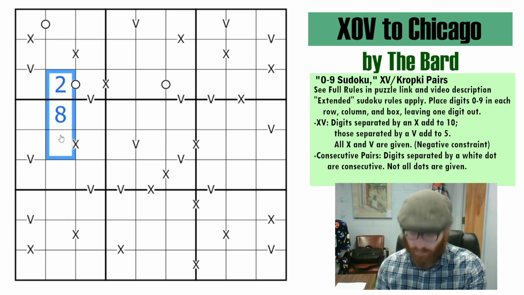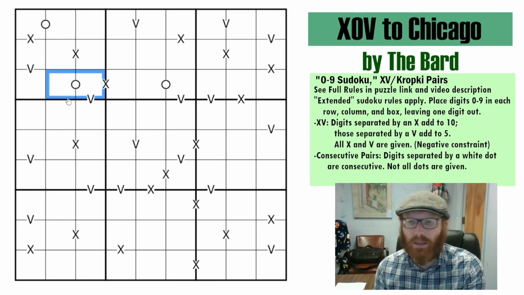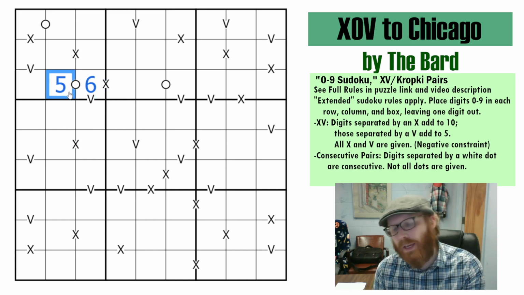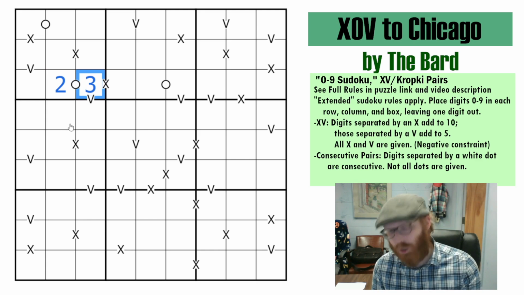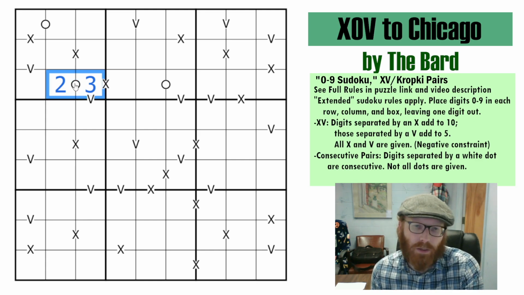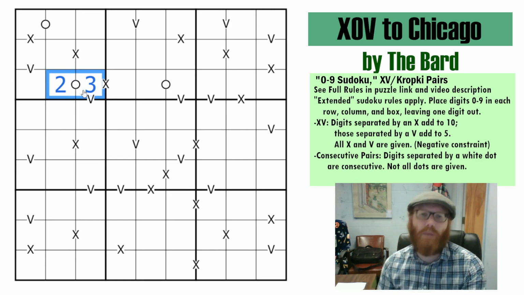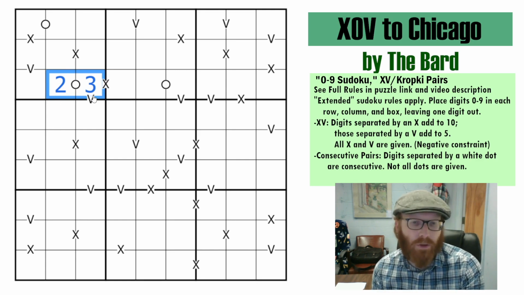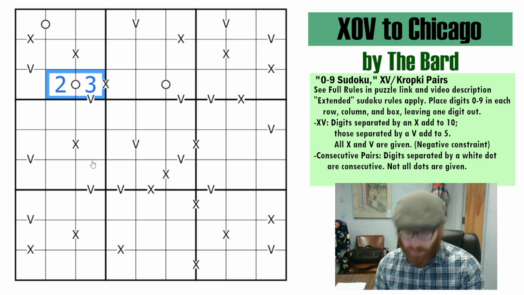The only other rule is these white dots, the Kropki here, they are consecutive dots, meaning if there was a 5 here, we have to put like a 6 there, 5, 6. I think that we can't do 2, 3, for instance, because there's no V. So I was going to put 2, 3 as my example, but I think that won't work, even though those are consecutive. I think we need a V there.